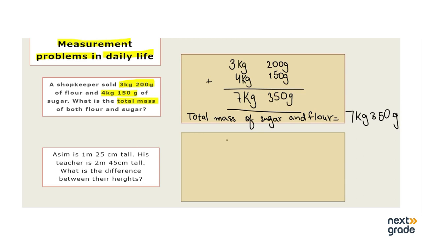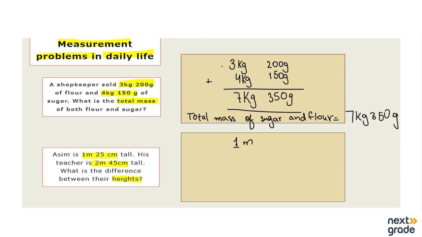Next we have, okay, let's read the statement first. Asim is 1 meter and 25 centimeter tall. His teacher is 2 meter and 45 centimeters long. What is the difference between their heights? That is, what is the difference in the heights of these two? So let's write the statements over here.